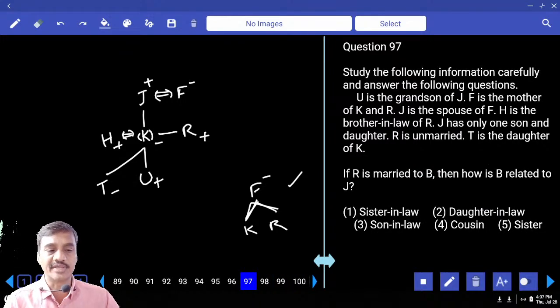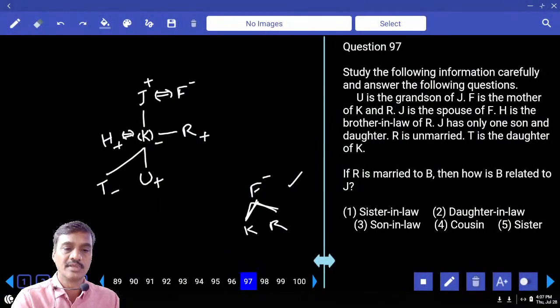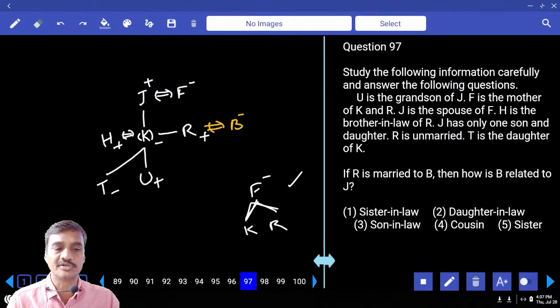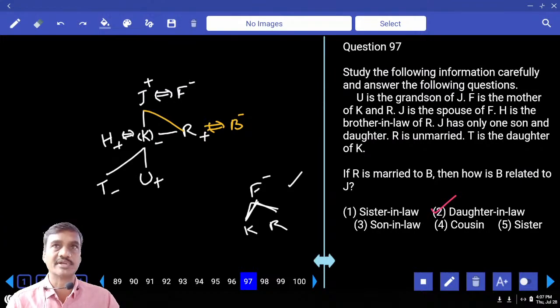And if R is married to B, R is married to B means R and B are a married couple. R is a male and B is a female. Then how is B related to J? Now J's son's wife. J's son is R, R's wife is B. Son's wife means daughter-in-law. And choice 2, question number 97.